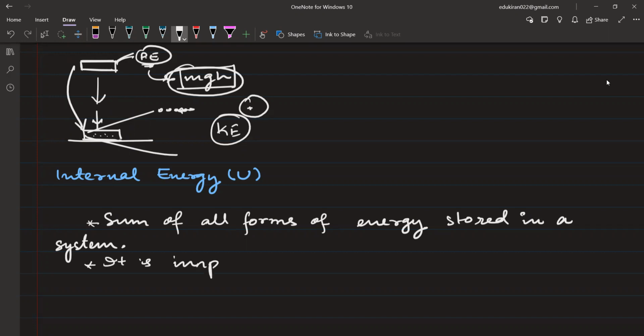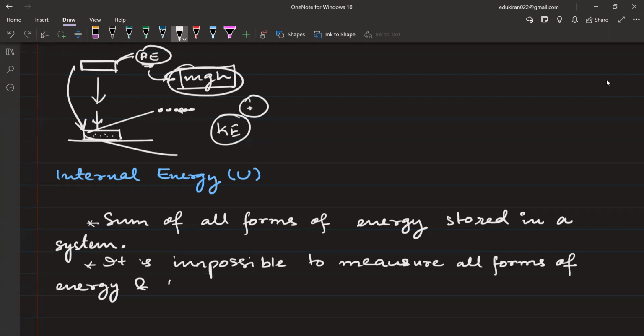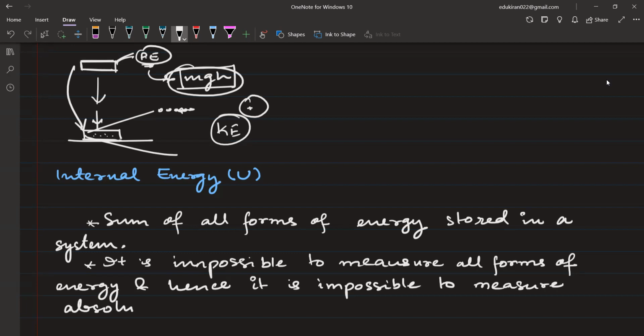It is impossible to measure all forms of energy, and hence it is impossible to measure absolute internal energy. So what do we measure?